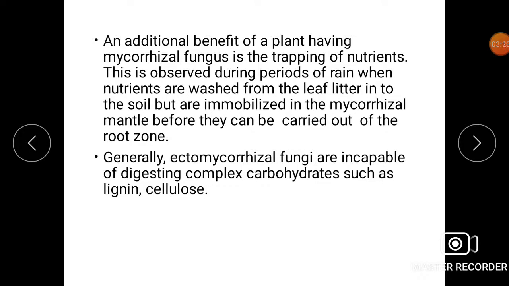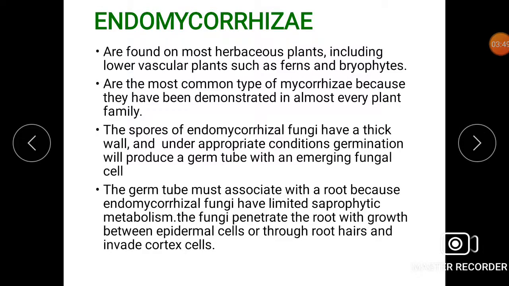An additional benefit of a plant having a mycorrhizal fungus is the trapping of nutrients. This is observed during periods of rain when nutrients are washed from the leaf litter into the soil but are immobilized in the mycorrhizal mantle before they can be carried out of the root zone. Generally, ectomycorrhizal fungi are incapable of digesting complex carbohydrates such as lignin and cellulose.